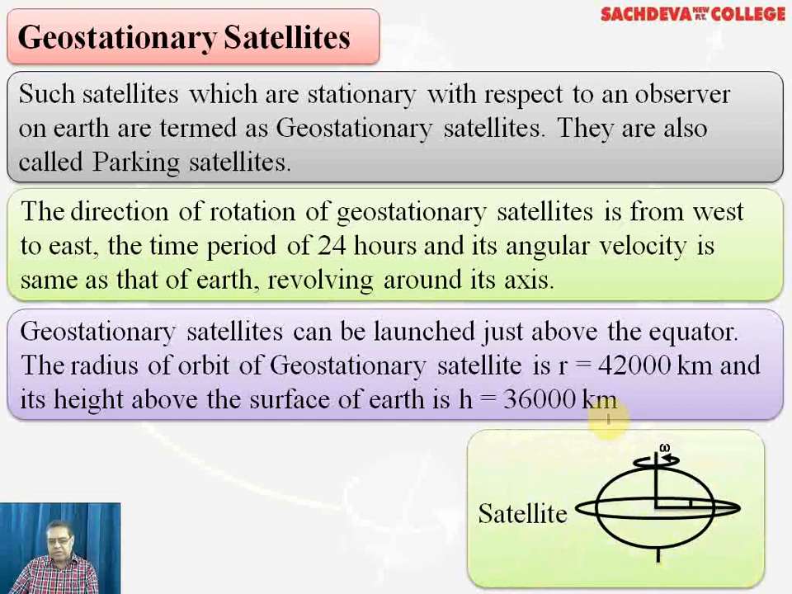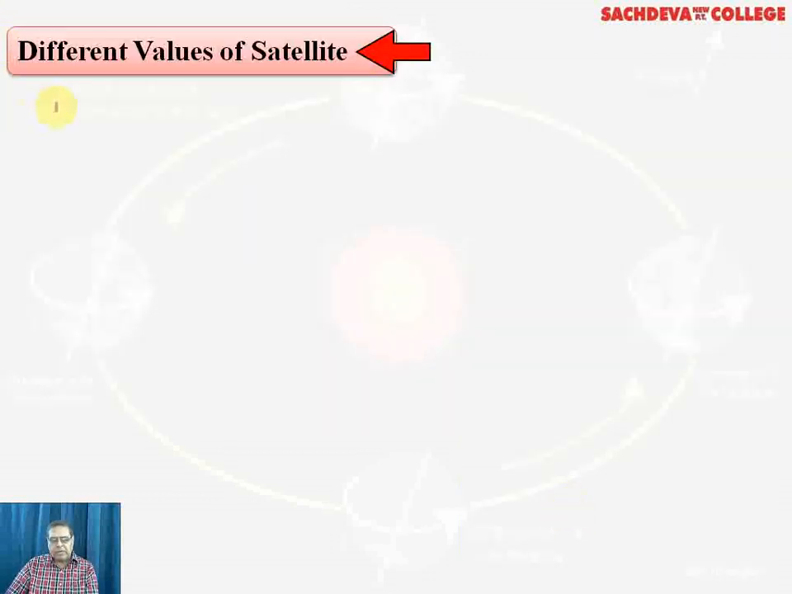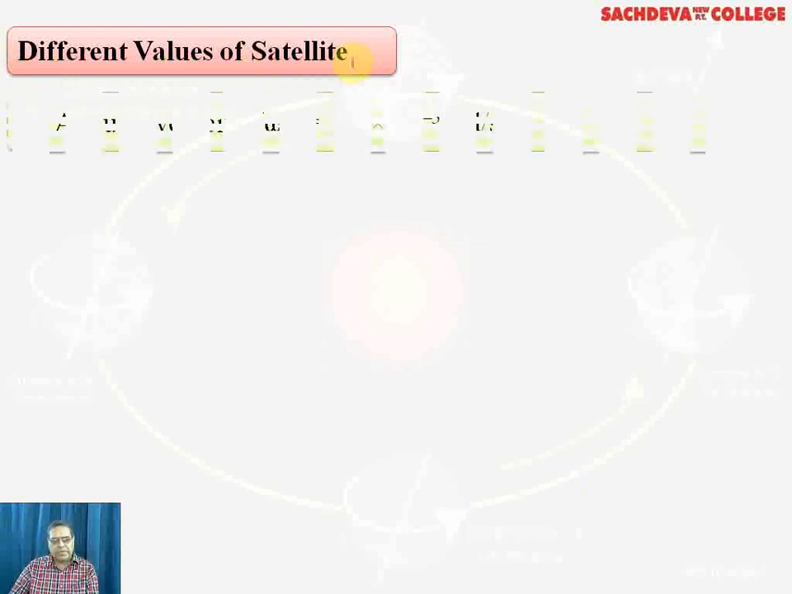Now this is indicated in a figure, that is the satellite moving from west to east, and this is what is responsible for the sunset and sunrise on the Earth. Now there are different values of the satellite. I have already explained, but let us first review all of these points.